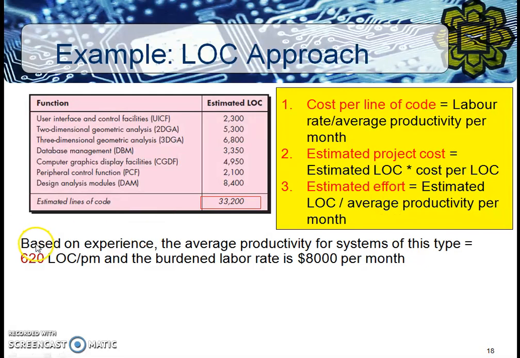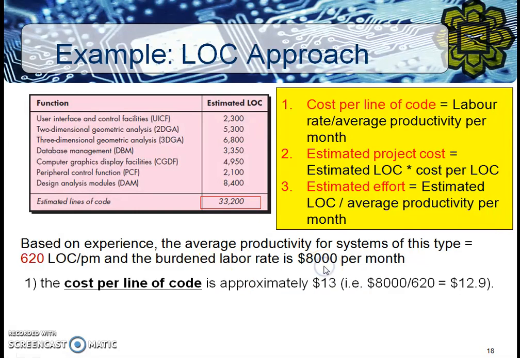So let's say from the historical data, we have the average productivity for systems, which is 620 lines of code per month, and the burdened labor rate is $8,000 per month. So from here, we can calculate the cost per line of code is approximately $13, which is 8,000 divided by the average lines of code per month.